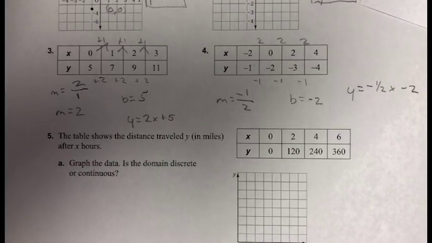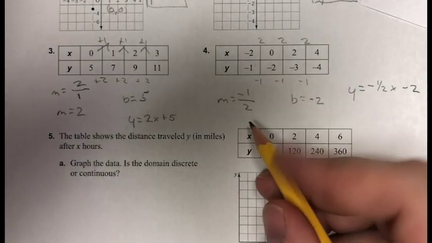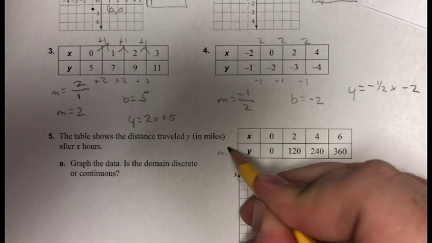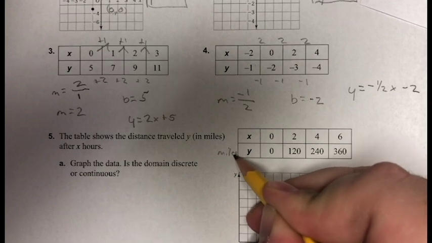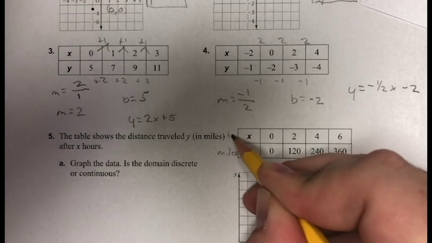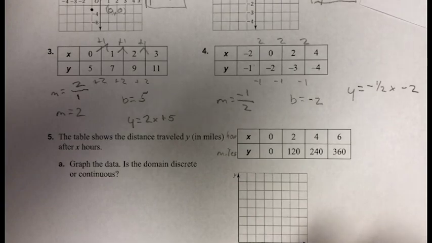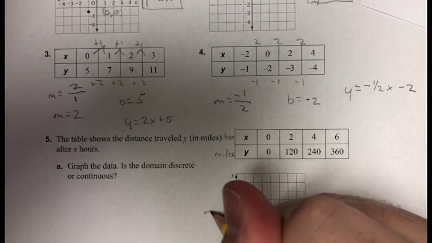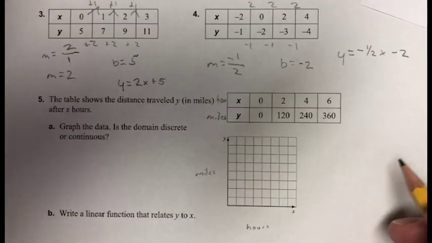All right, let's look at number 5. It says the table shows the distance traveled, y, in miles after x hours. Graph the data. Is the domain discrete or continuous? So just so we know, this represents our miles and this represents our hours. So I'm going to put this down here. We have hours and then we have miles in our graph.